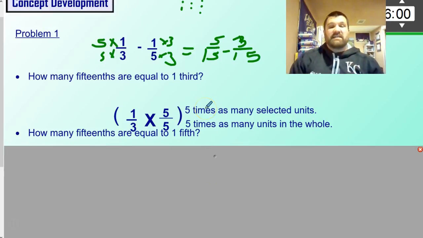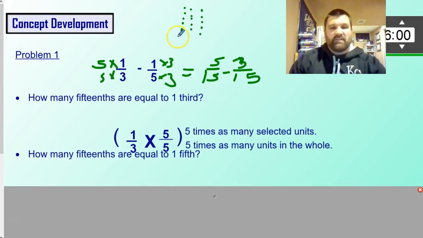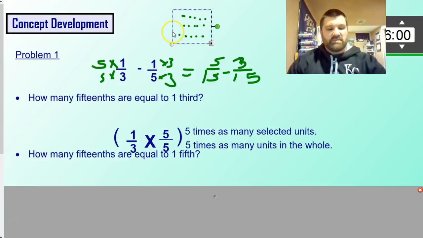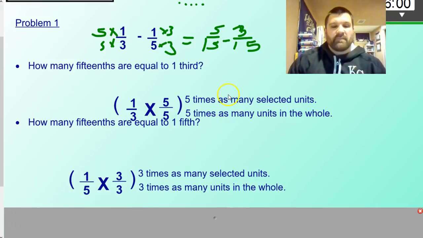So there are 5 times as many selected units, 5 times as many units in the whole. All this fun jazz. How many 15ths are equal to 1/5? Do you know? Well, again, we're looking at 1/5. How many 15ths? We're looking for 5. So really, we could take this and throw it this way. Okay, so now we have groups of 1, 2, 3, 4, 5, 1, 2, 3, 4, 5, 1, 2, 3, 4, 5. This is still 15, but now we have them in groups of 5s, but there are 3 in each one. So there would be 3 times as many of the selected units.